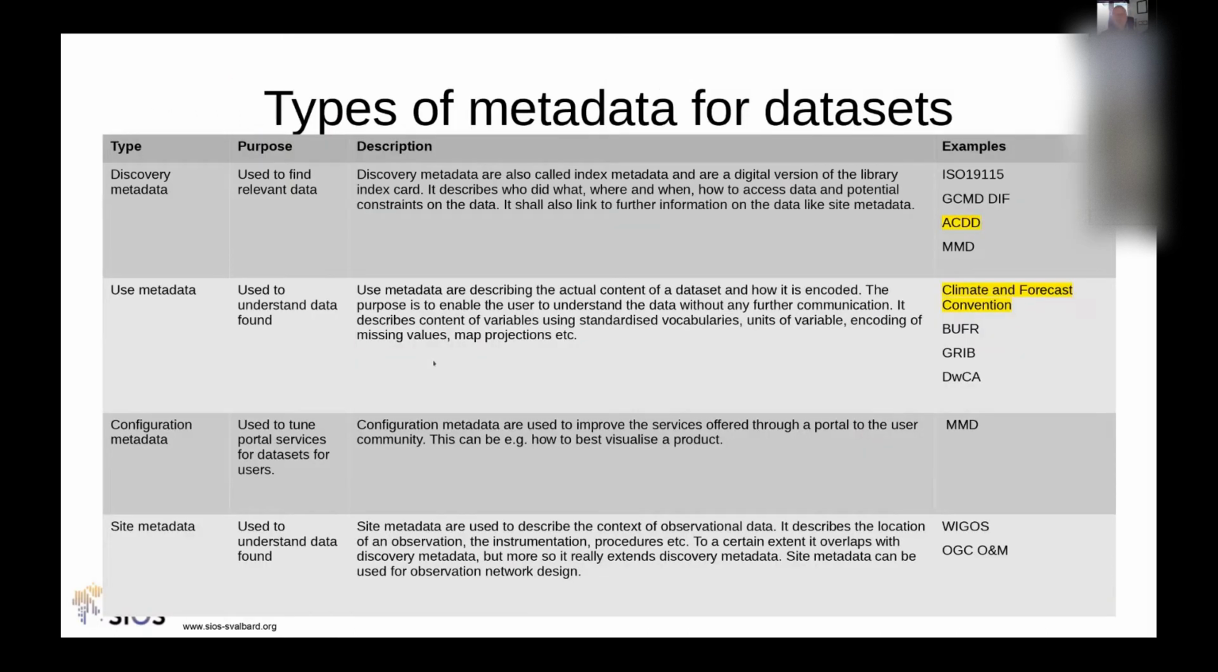Just a brief revisit of the types of metadata for datasets. Today we are touching on discovery metadata, that's the ACDD, the Attribute Convention for Dataset Discovery. And we are also touching on use metadata, the information that you need in order to understand the data that you find. And that's the Climate and Forecast convention, or the CF conventions.